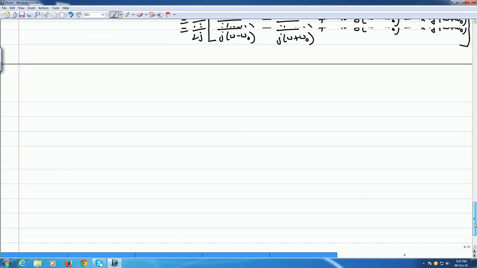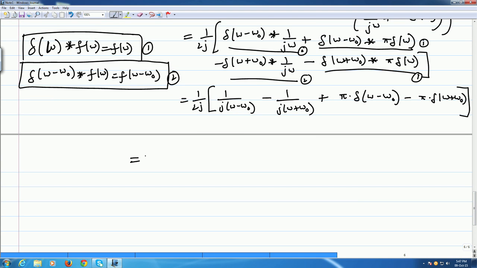Alright, so now we have to just further simplify this a little bit. So if you look at the first two terms, if I multiply it with 1 by 2j, so if I take the 1 by 2j outside, let me deal with this term first. So I multiply by 1 by 2j, so I get pi by 2j times delta of omega minus omega naught minus delta of omega plus omega naught. Okay, that is easy to deal with.